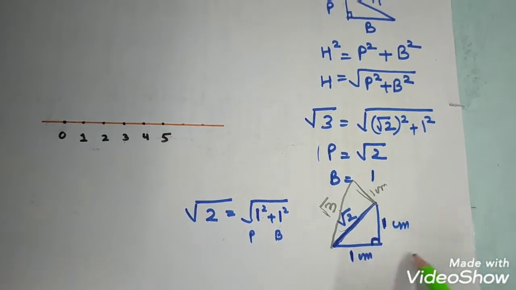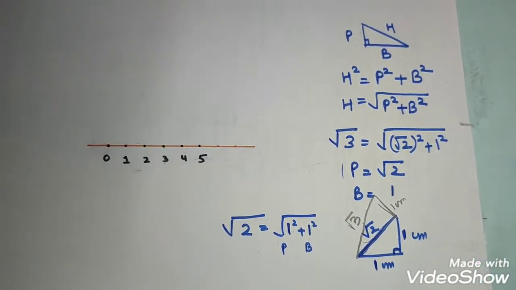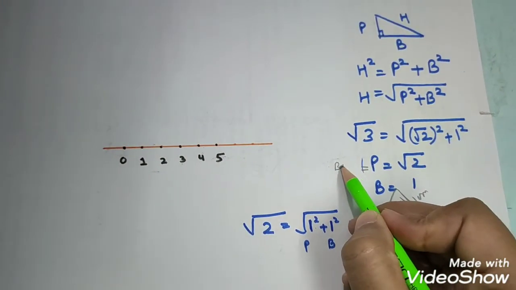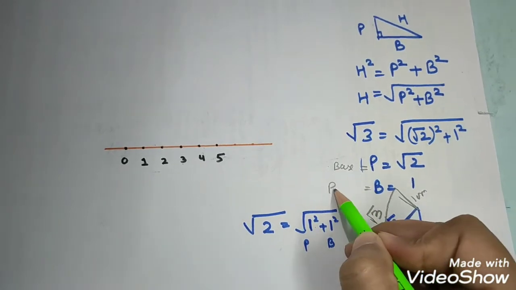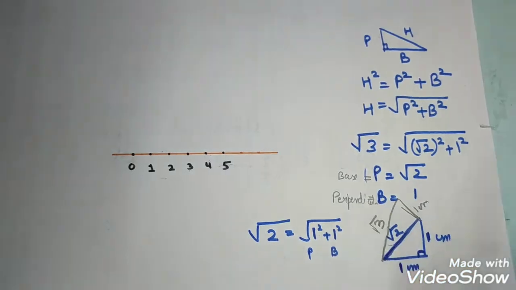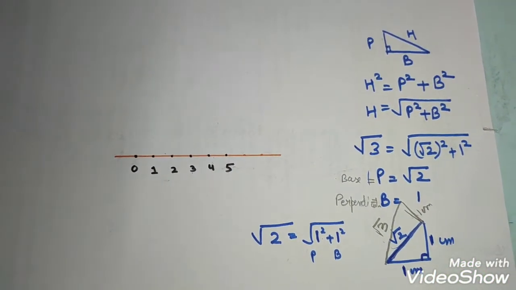This is some rough sketch which we are going to draw here. Okay, so look, this perpendicular will become base and this base will become perpendicular when we do like this. Got it? Now let's start.